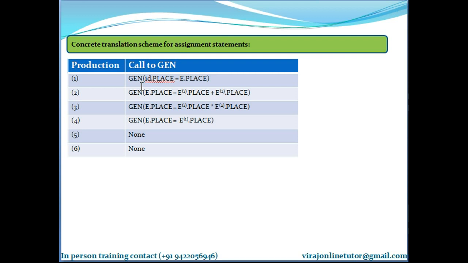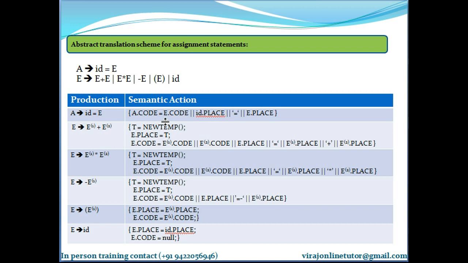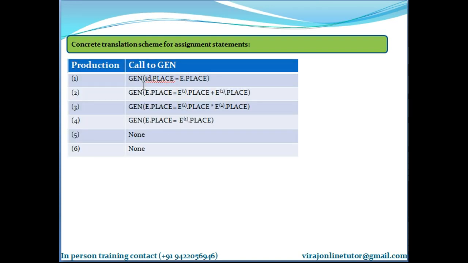So here in concrete way of translation of the assignment statements, we remove the assignments to A dot code and E dot code from each rule in the abstract translation scheme and replace them by calls to gen. I repeat, we remove the assignments which were done to A dot code and E dot code in the abstract translation scheme with the calls to gen. Gen will emit or generate the 3 address code.